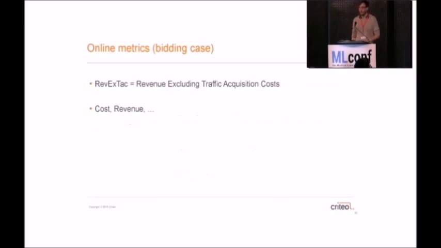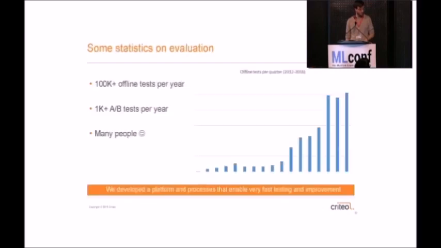And then for online metrics, as I said, we care about the value we drive for the advertiser. So for a fixed cost, we look at how much value we bring for the advertiser, meaning how many clicks, how many sales, what sales amount. So that's really what we look at online.